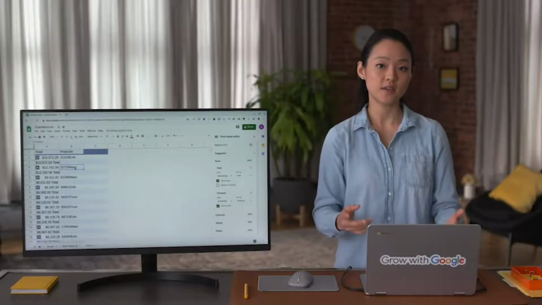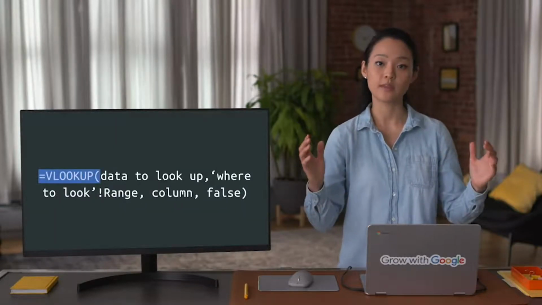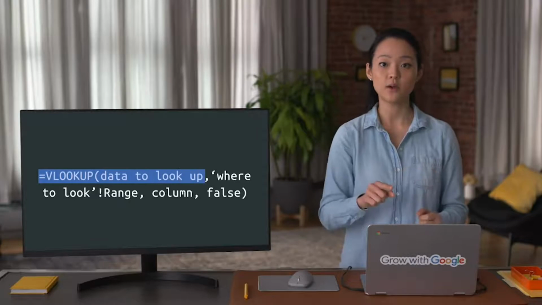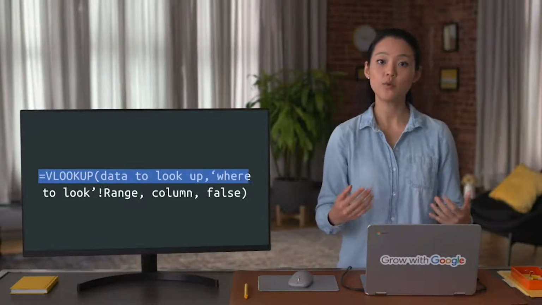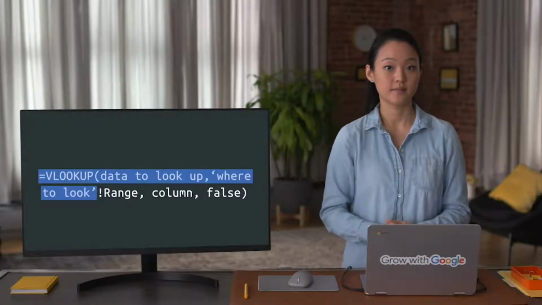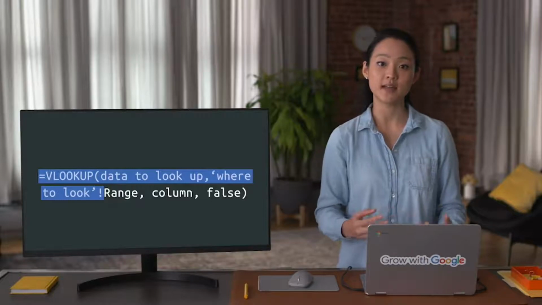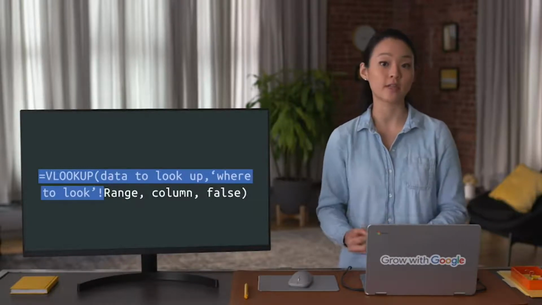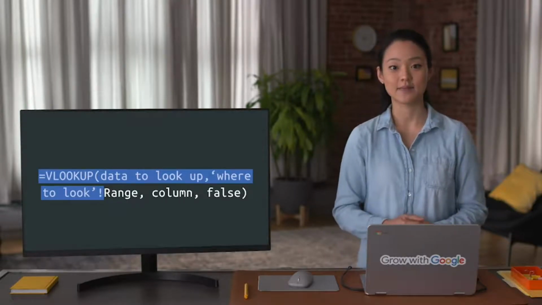The syntax of VLOOKUP is equals VLOOKUP, open parentheses, then the data you want to look up. Next is a comma, and where you want to look for that data. In our example, this will be the name of a spreadsheet, followed by an exclamation point. The exclamation point indicates that we're referencing a cell in a different sheet from the one we're currently working in. Again, that's very common in data analytics.